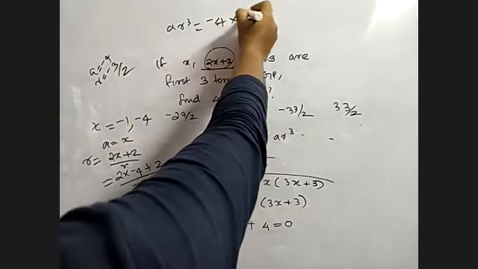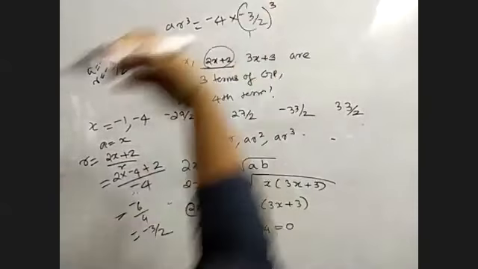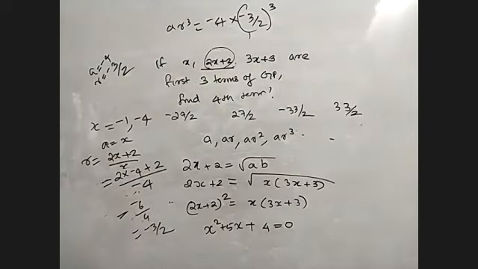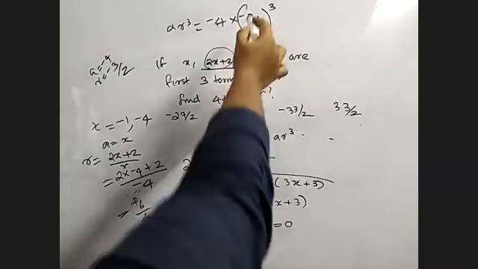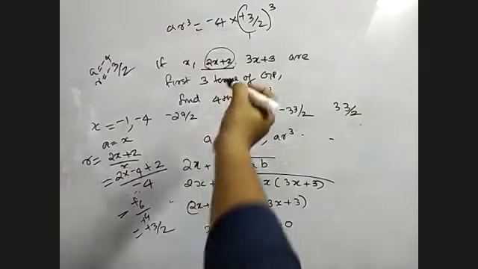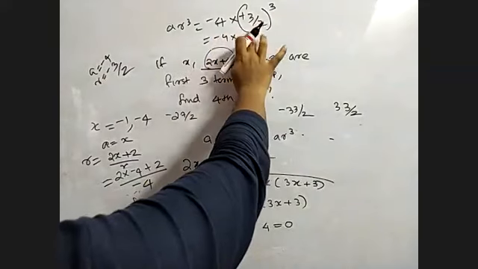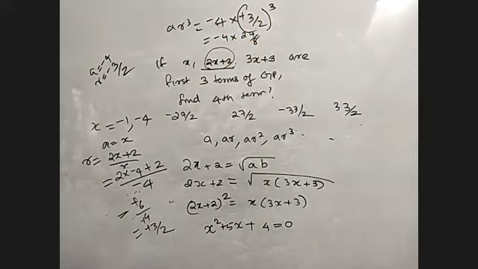So minus 4 into 3 by 2 cubed. Ma'am, R is positive 3 by 2, right? Yes. So minus 4 into 27 by 8. So negative 27 by 2.